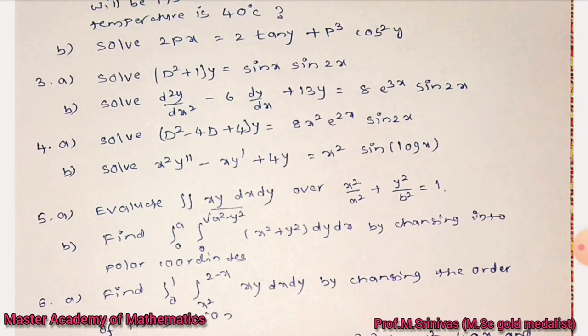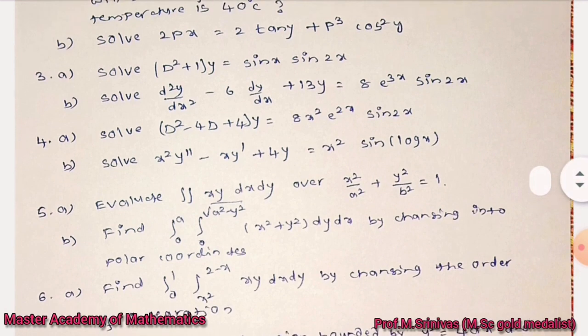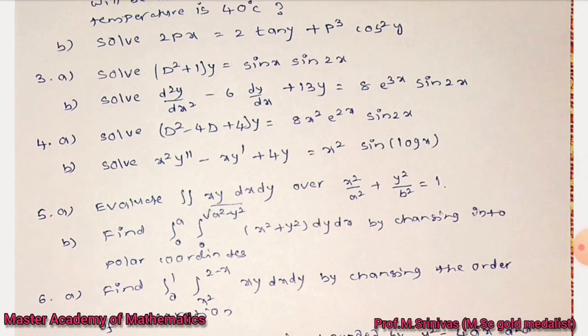Fourth b bit, x square y double dash minus xy dash plus 4y, it is equal to x square into sine of logarithm of x. So this is nothing but Cauchy-Euler equation, looking like x square d square, xd and something. So directly you can use Cauchy-Euler equation and find out the solution. So third and fourth from unit number 2.